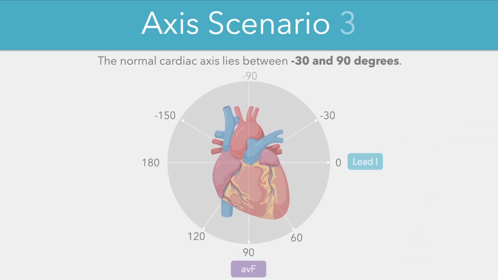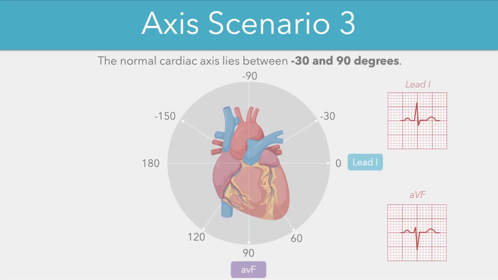Moving on to our third scenario, here again we have our tracings from lead 1 and lead AVF. In this case, you can see that lead 1 has a positive upwards deflection, which suggests that the impulse is mostly traveling towards this lead and occupying the left side of the heart. At the same time, lead AVF has a negative deflection, so the impulse is traveling away from that lead and occupying the upper region of the heart. Our zone of intersection therefore lies between 0 and minus 90 degrees.